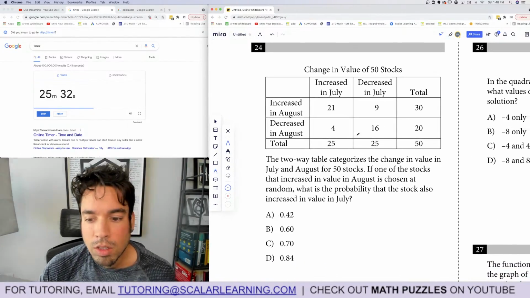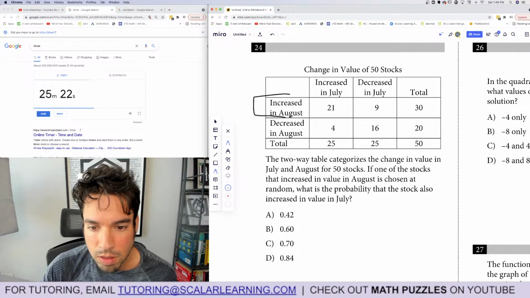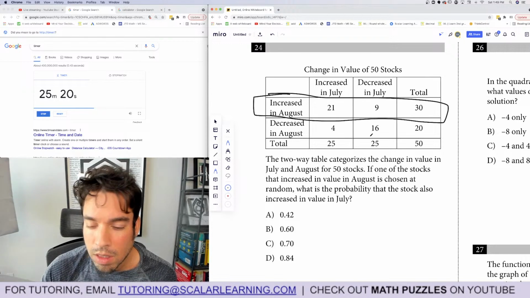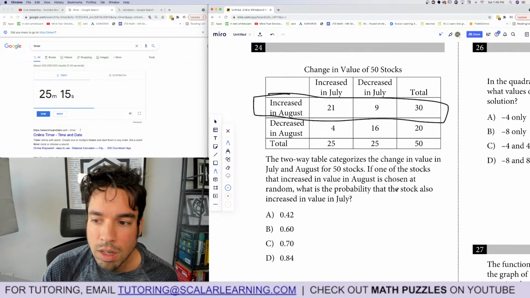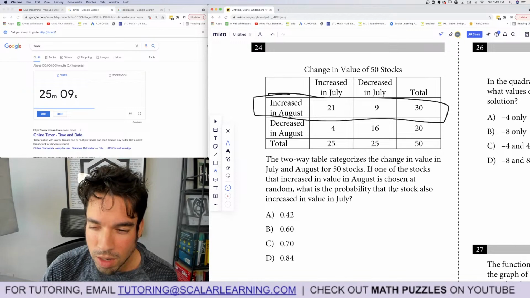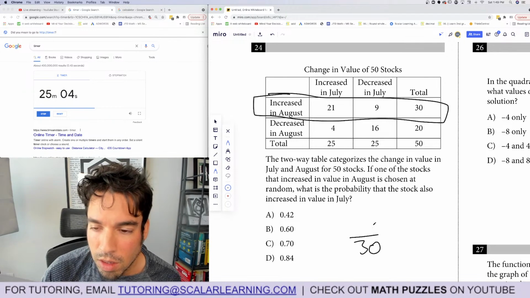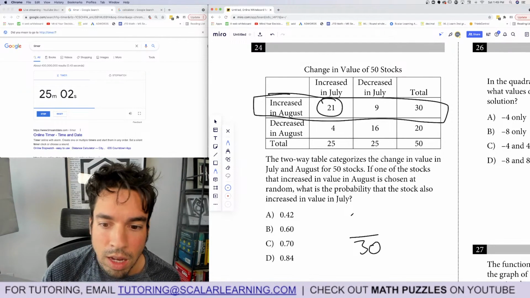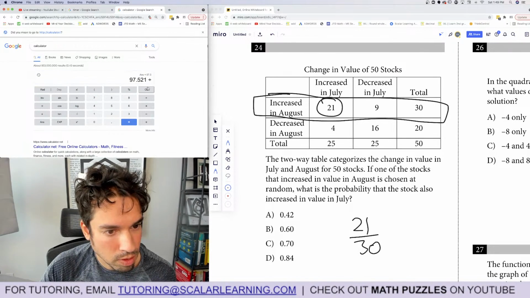24. The two-way table categorizes the change in values of July and August for 50 stocks. Got it. If one of the stocks that increased in value in August, so one of these guys, is chosen at random, what is the probability that the stock also increased in value in July? Oh, yeah, one of these is chosen at random, so we're out of 30. What is the probability that it also increased in July? 21 out of 30, which I believe is 0.7.